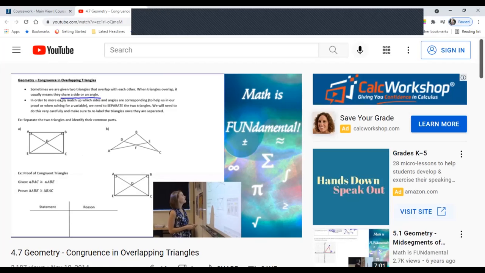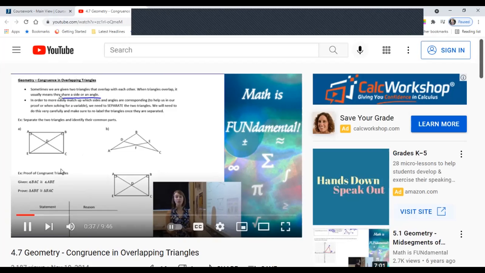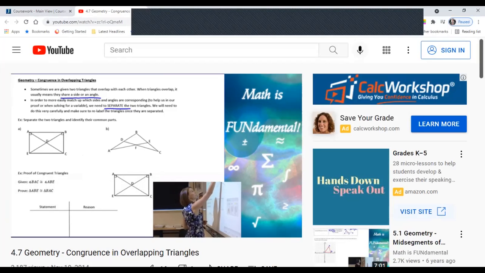In order to more easily match up which sides and angles are corresponding, or to help us in our proof or when solving for a variable, we need to separate the two triangles. Super important, separate the two triangles. We'll need to do this really carefully and be sure we relabel the triangles once they're separate.